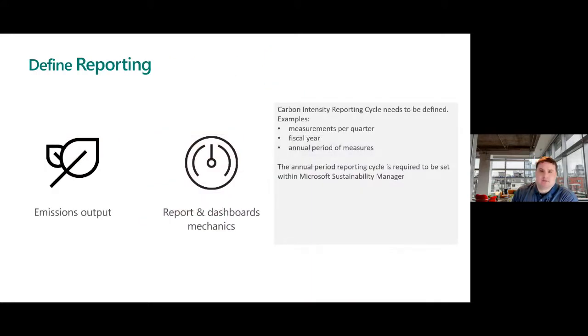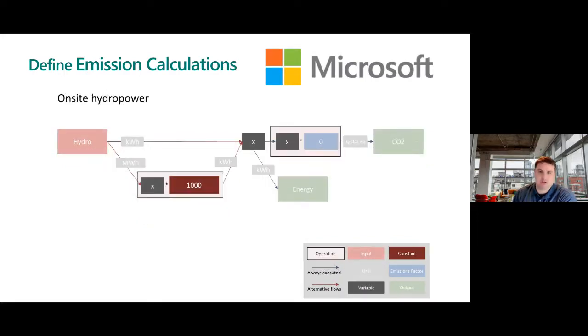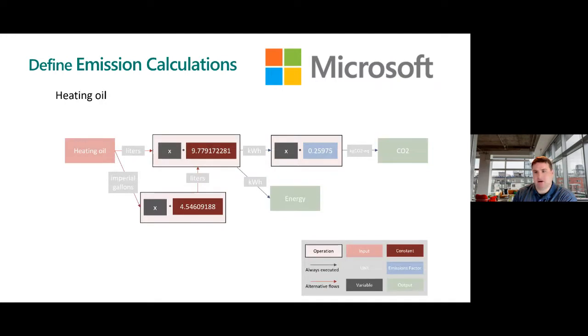So, just glancing over to make sure we have enough time for questions. So heating oil, on-site hydropower, you're seeing all these different scenarios which line up. Imperial gallons, liters, you're seeing the different calculations in place that need to spit out the accurate outcome to measure. Because if you're not defining these and if these aren't accurate for translations, it's junk data.